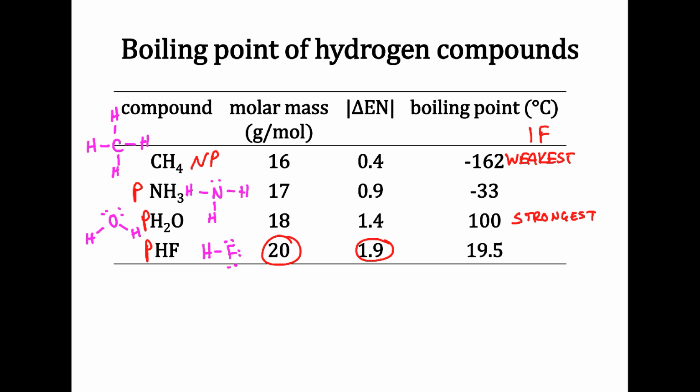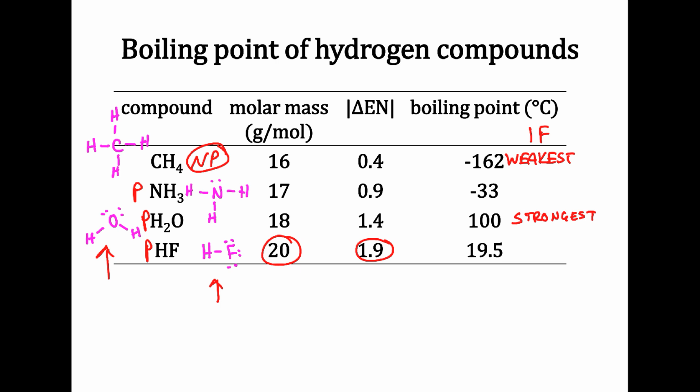It's not surprising that methane, CH4, has the weakest intermolecular forces because it's nonpolar, it has the lowest molar mass and the least difference in electronegativity. But the big deal here is that it's nonpolar. All of these molecules, ammonia, water, and HF, are all polar molecules. So why is it that water, H2O, has a higher boiling point than HF?